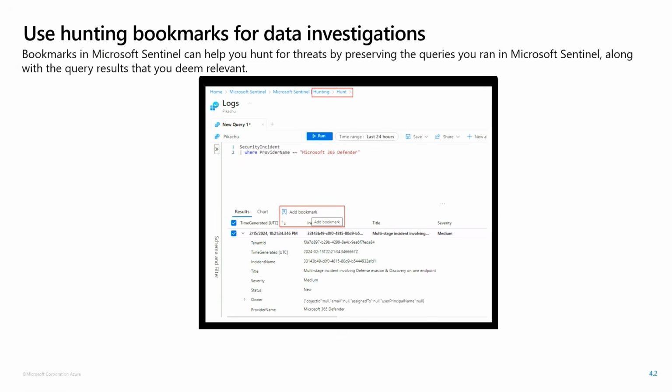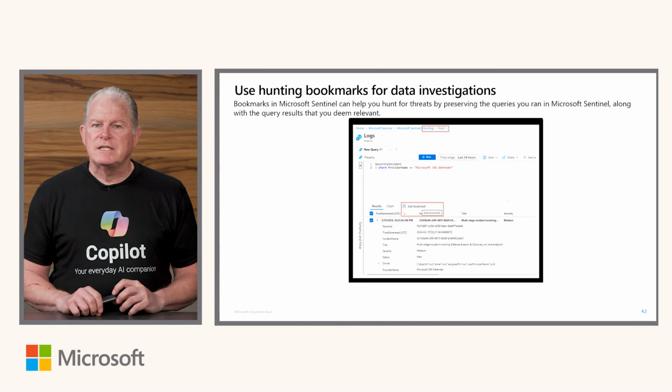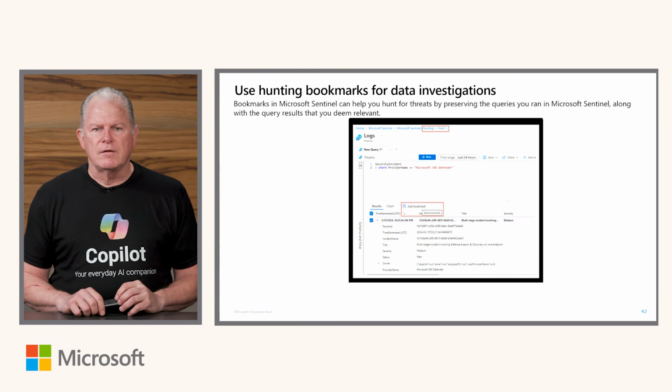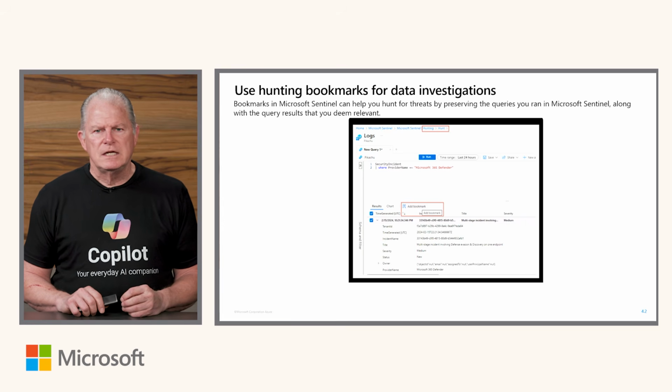Make sure that you can create and use hunting bookmarks in Microsoft Sentinel to preserve and organize data during threat hunting. They allow you to save queries and query results that you find relevant, along with your contextual observations, notes, and tags. This makes it easier to reference and collaborate on findings with your team. Key features of bookmarks include preservation of queries and results, contextual observations, collaboration with your teammates, integration with MITRE ATT&CK, and entity mapping.